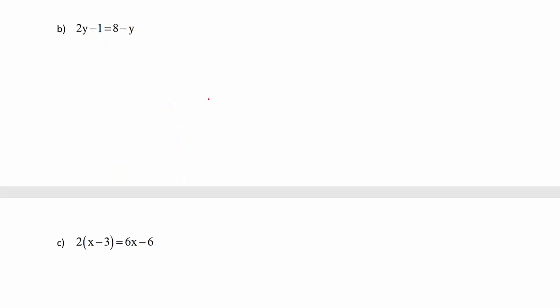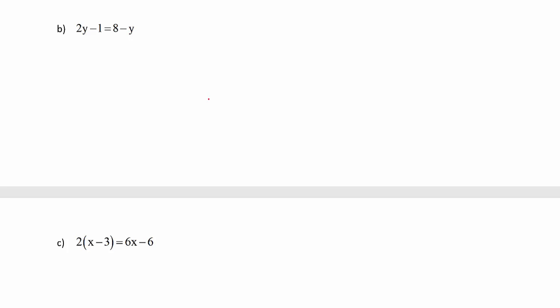Example B is kind of similar. Step 1 is simplify, but there are no parentheses, nothing to do there. And then the idea is I want all the variables, all the y's on one side. And so I'm going to try to put the y's on the left. So that minus y needs to move over to the left, and this minus 1 needs to move over to the right. So the idea is I want to use addition and subtraction to kind of rearrange things so that the y's are on one side and the things without y are on the other side.